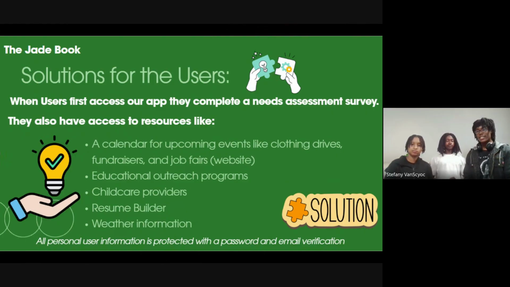There are also educational outreach programs, childcare providers, a resume builder, and local weather information. Our app and website also have a translation feature for many different languages. There are also several accessibility features to help users. These include color contrast, simplified mode, dyslexia mode, text-to-speech, text size, and more. All personal user information is protected with a password and email verification.